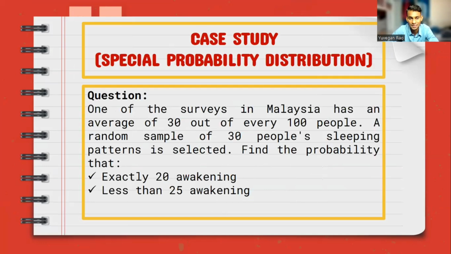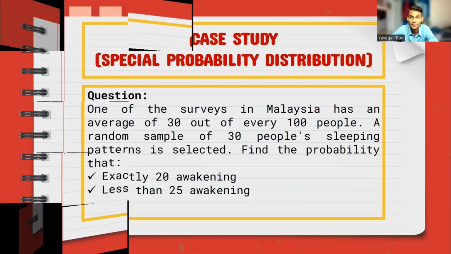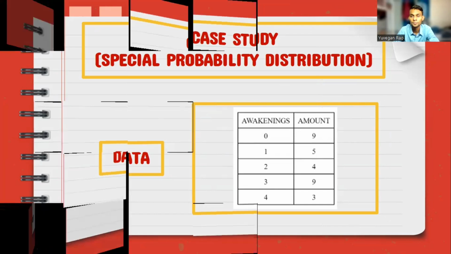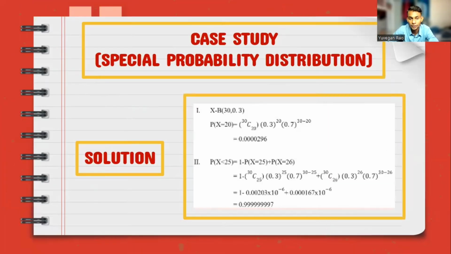The question sounds like, one of the surveys in Malaysia has an average of 30 out of every 100 people. A random sample of 30 people's sleeping patterns is selected. Find the probability that exactly 20 awakenings, less than 25 awakenings. So this is the data we have collected, based on the awakenings and the amount. And here you go, the solution for this special probability distribution. What we got for the first one is 0.000296, and for the second one is 0.9999997.